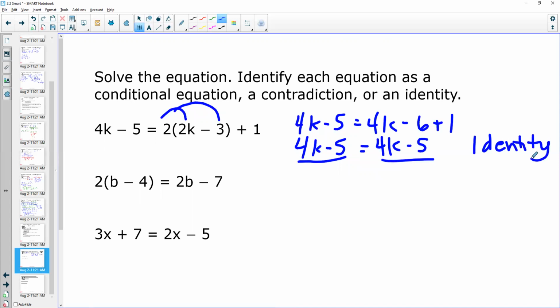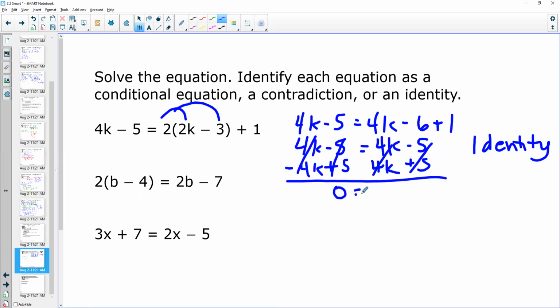But if you didn't recognize it right away, here's what would happen. Let me get rid of those lines. I would add 5 to both sides. They would disappear. I would subtract 4k from both sides. They would disappear. I would get 0 equals 0. When I get to that point, I know that anything I put in, no matter what, is going to be true. If everything cancels away and you get zeros on both sides, it's an identity, okay?